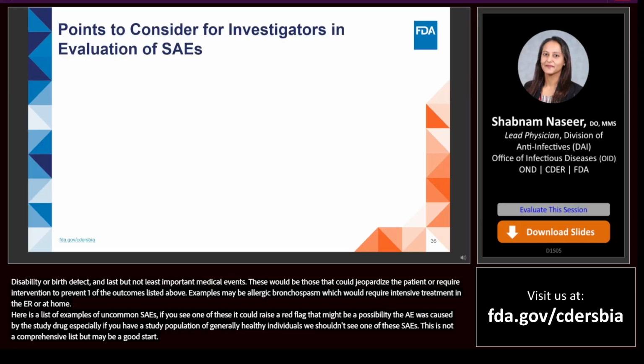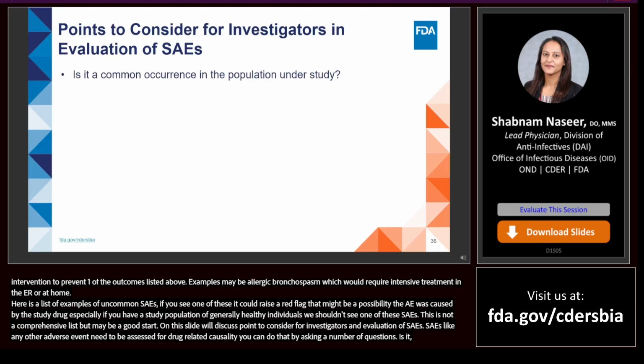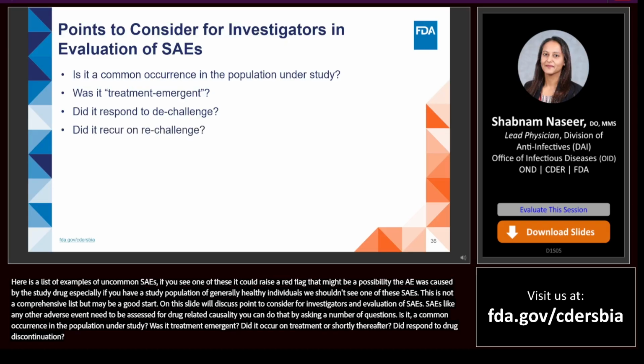So on this slide, I'll discuss points to consider for investigators in evaluation of SAEs. SAEs, like any other adverse event, need to be assessed for drug-related causality. And you can do that by asking a number of questions. One would be, is it a common occurrence in the population under study? Was it treatment emergent, meaning did it occur on treatment or shortly thereafter? Did it respond to drug discontinuation or de-challenge? Did it reoccur upon introduction of the study drug or re-challenge?